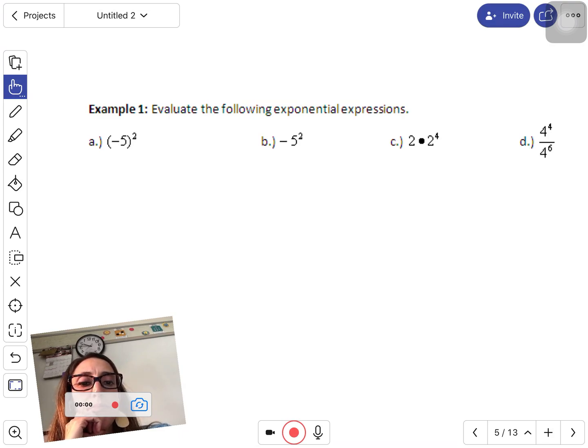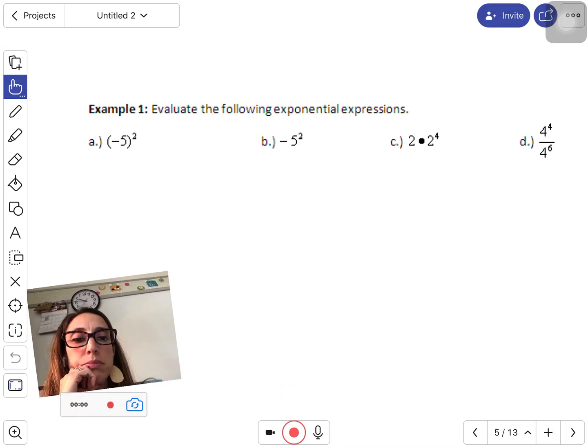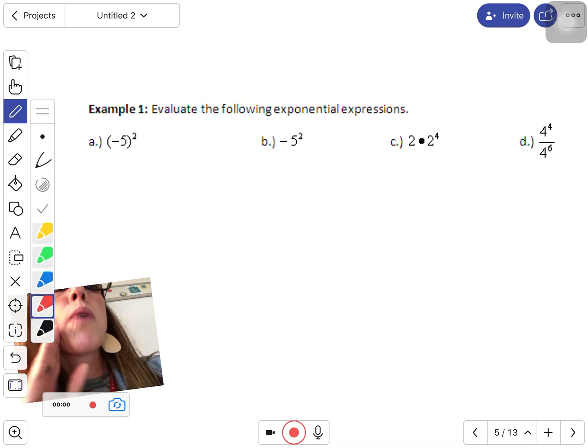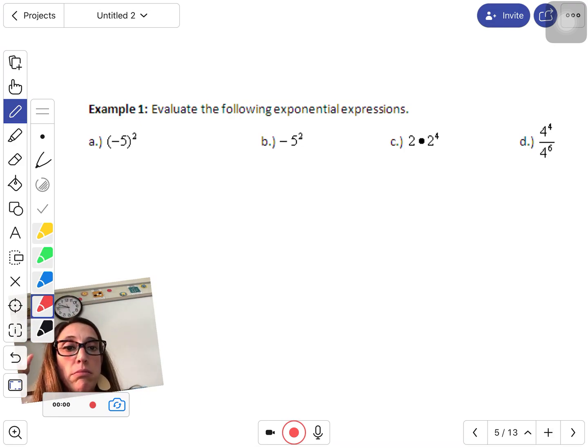So what you're looking at here is -5 squared. And we talked about this earlier. When you square a negative number, -5 squared, you're taking -5 times -5. You're taking the whole thing and squaring it. So we're doing -5 times -5. That's going to be a positive 25.